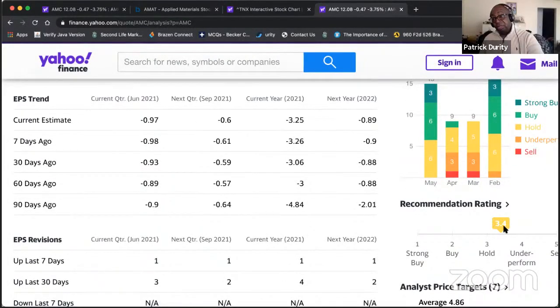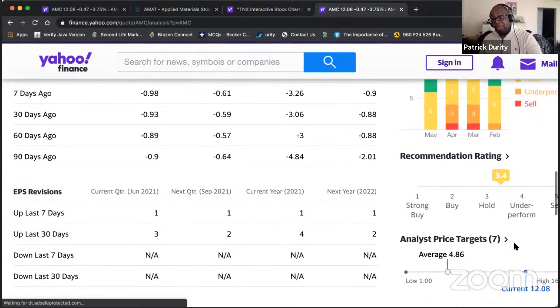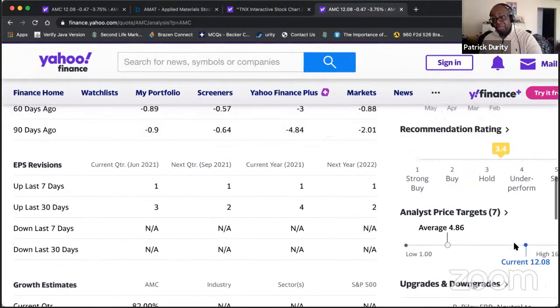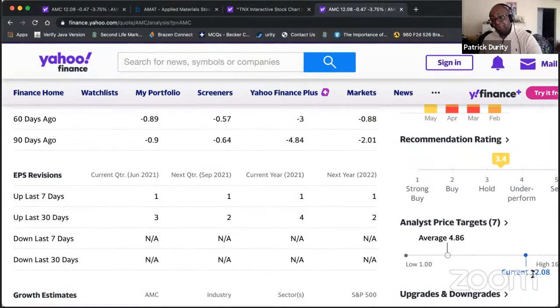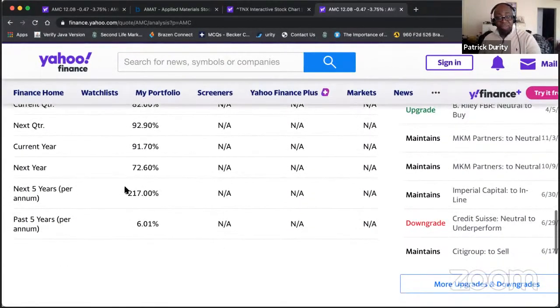So here you look at the underperform. Some say buy, strong buy for whatever reason. However, I would not be a holder here. It currently trades at $12.08. The average projected analyst price for the stock is $4.86. So it's way overvalued.